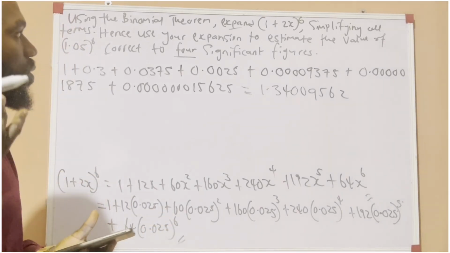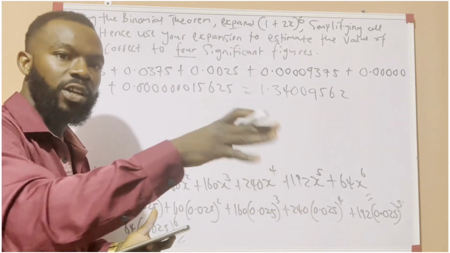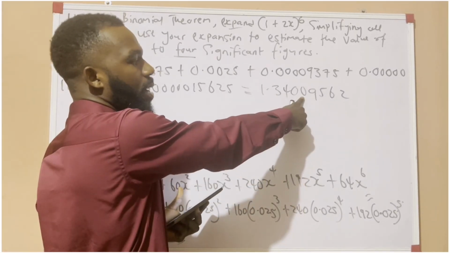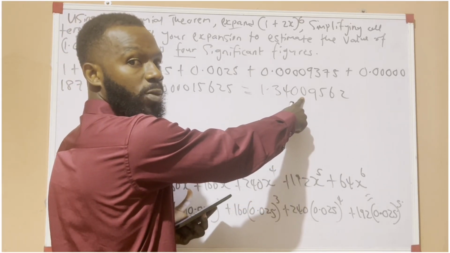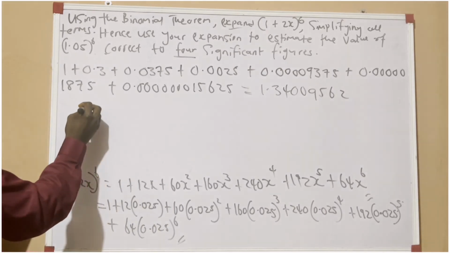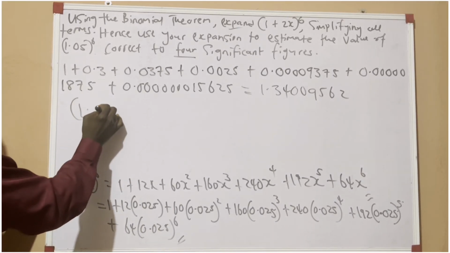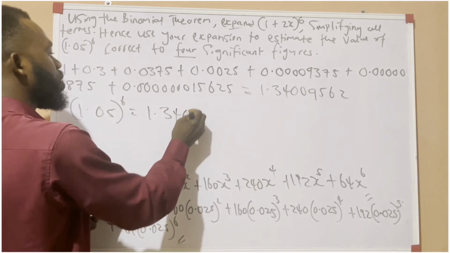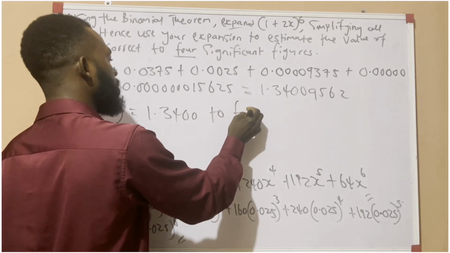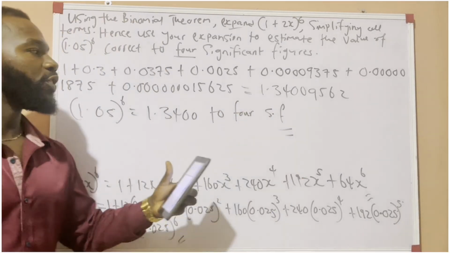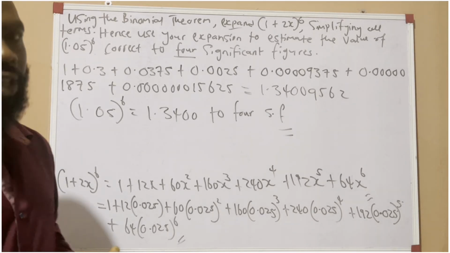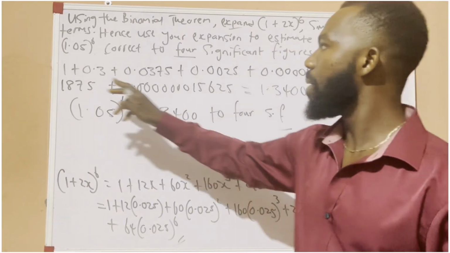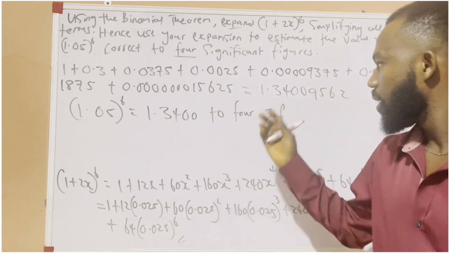Now, when you say 4 significant figures, it means we have just 4 numbers. If we count 1, 2, 3, 4, you'll see that the next number here is 0, which is not up to 5, so it doesn't have a value. So our answer becomes: 1.05 raised to the power of 6 is 1.340 to 4 significant figures. So this becomes the answer to the question. If we expand 1 plus 2x raised to the power of 6, and then we estimate 1.05 raised to the power of 6, this gives us our answer.